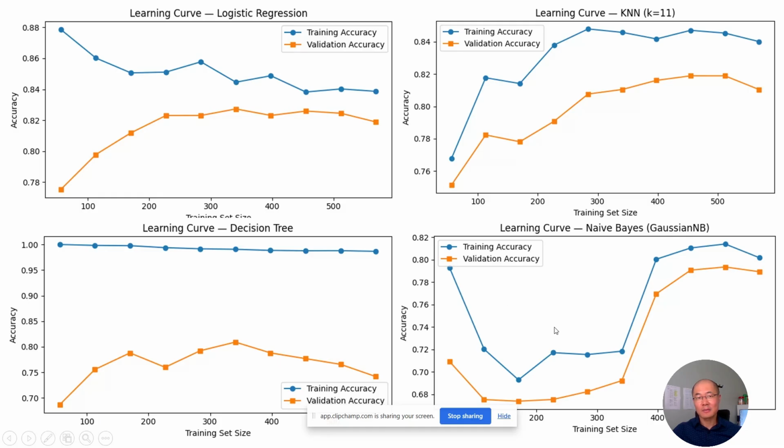Naïve Bayes starts with a lower validation accuracy around 67%, but improves as data grows, reaching close to 79%. It is a simpler model, limited by its assumption, so it can't match logistic regression, but it still shows steady improvements.